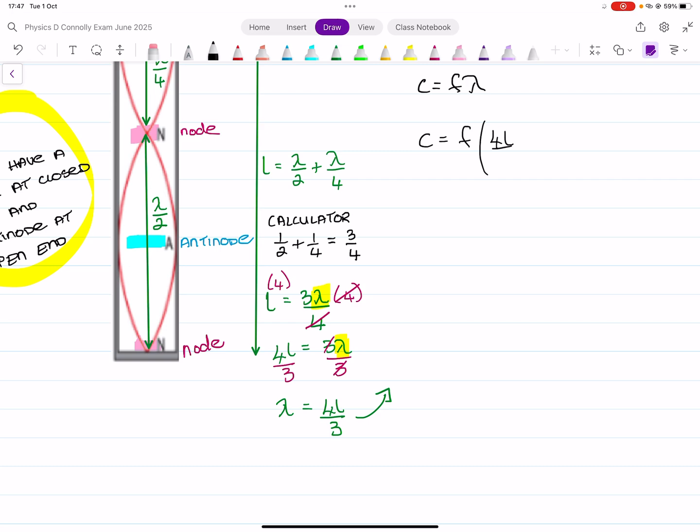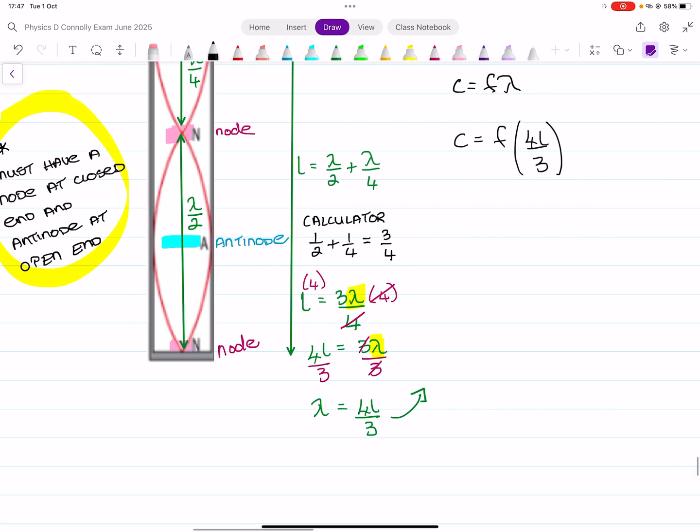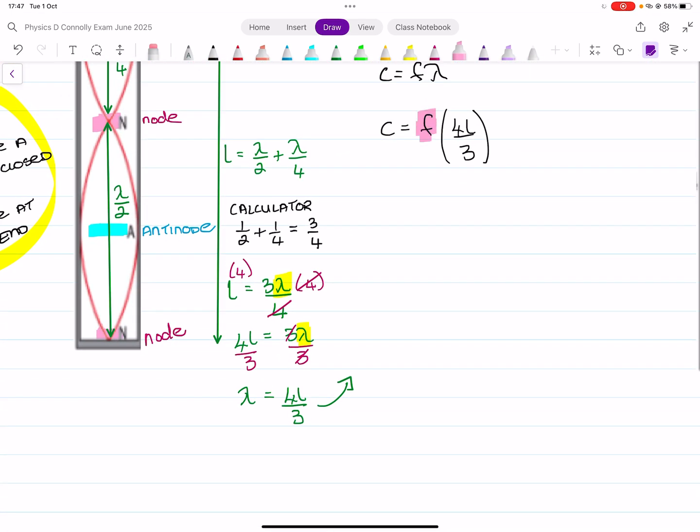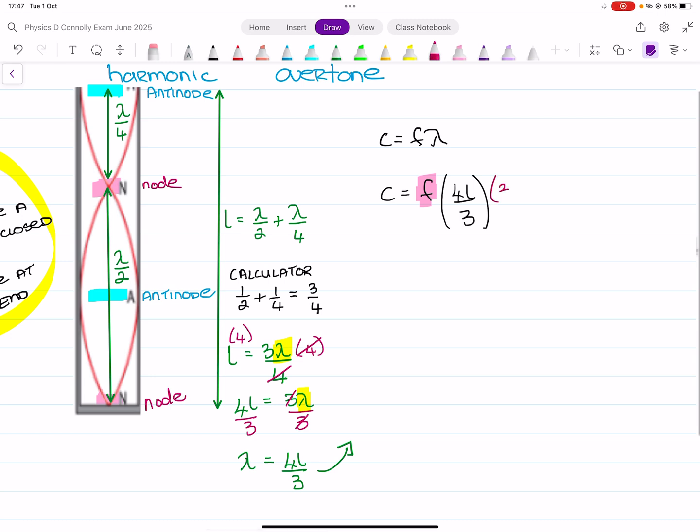times 4L over 3. I'm trying to be consistent with my colours somewhat. I want to isolate F again. So we'll multiply by 3 to get rid of the 3, and multiply by 3 over here. So I get 3C equals F times 4L. And then again, I want my F. So I'm going to divide by 4L here, and I'm going to divide by 4L over here. Is that okay?